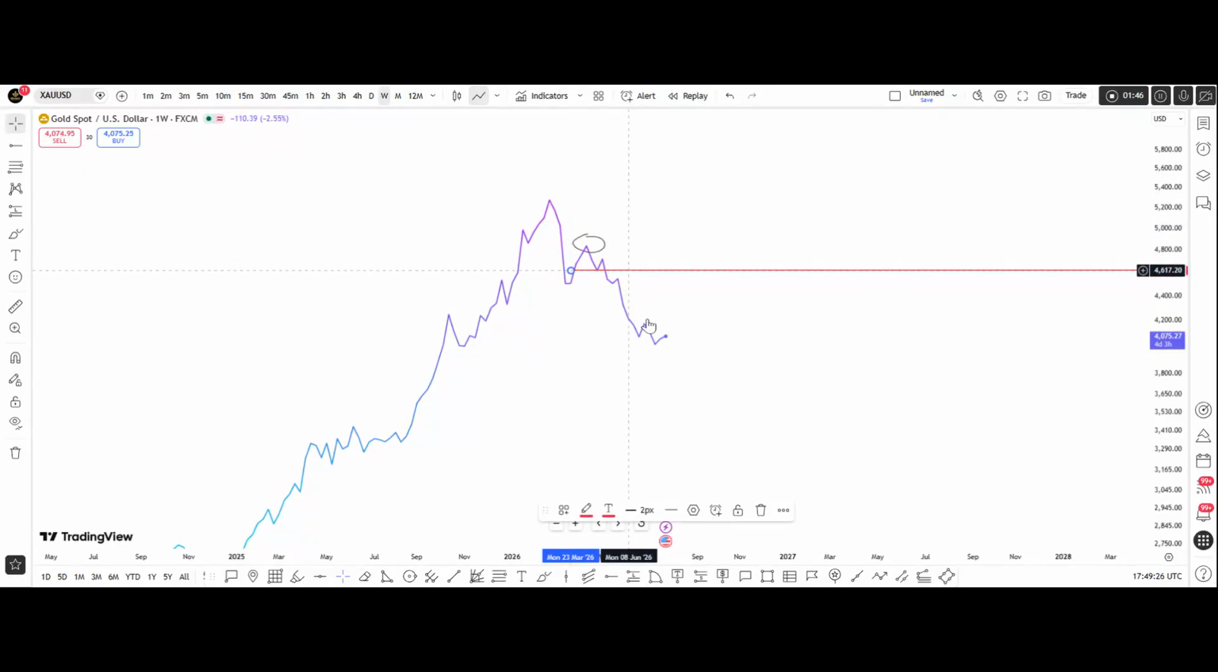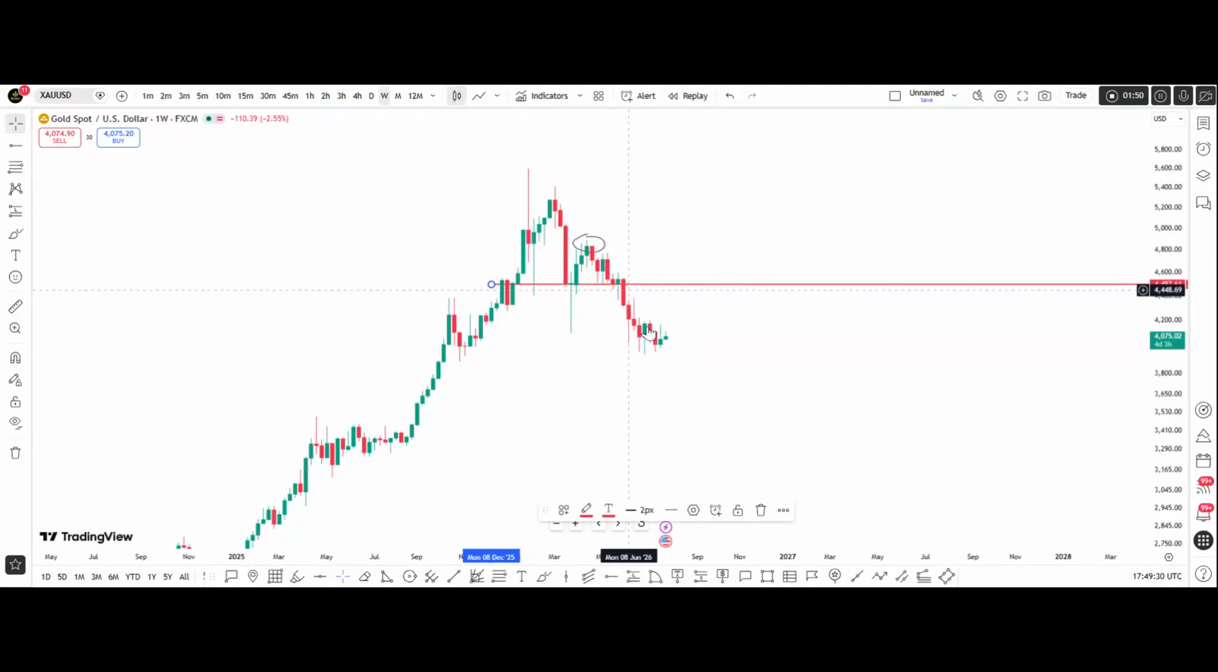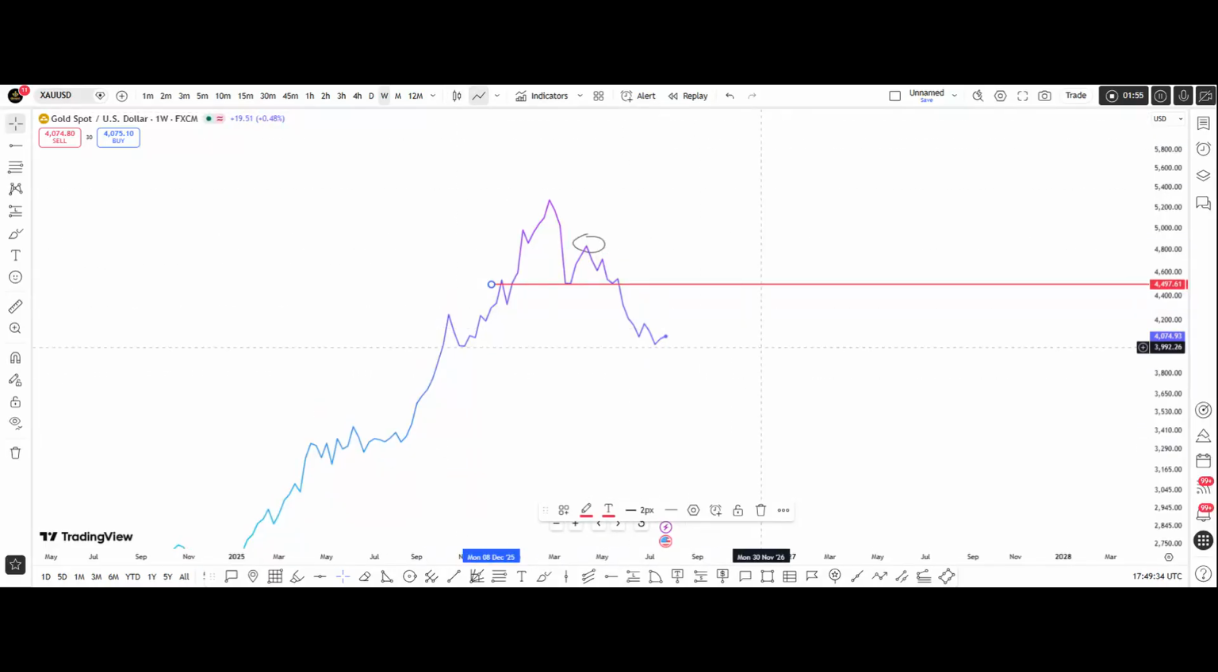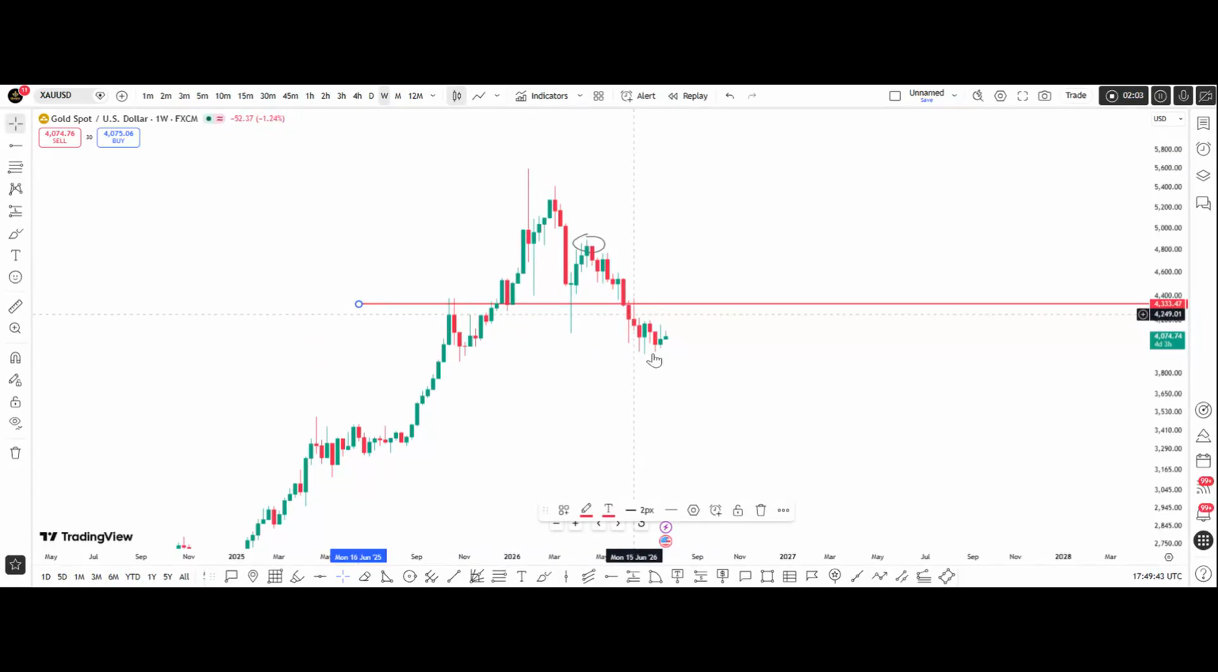Then we have here a break of a demand floor. On a lower time frame, you will find a retest here and it will still continue to sell. We have here a break of a weekly demand floor. Look at the retest candle, boom, and you see.